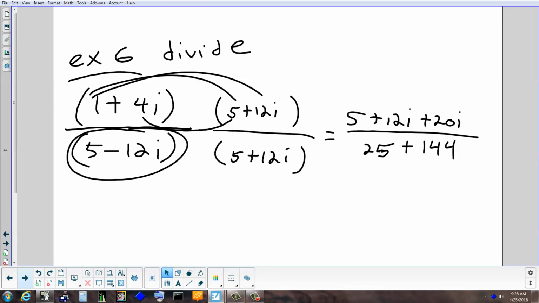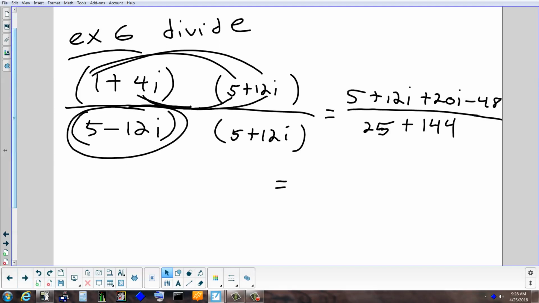48. Close. I like the 48, but a little bit more. 48 i squared. What number is 48 i squared? If we get rid of that i squared, what number would it turn into? That's negative 48. So 48 i squared is negative 48.